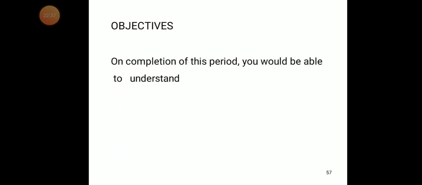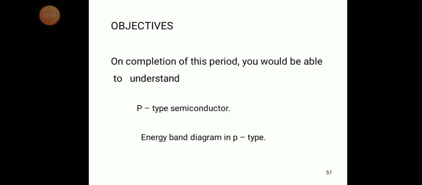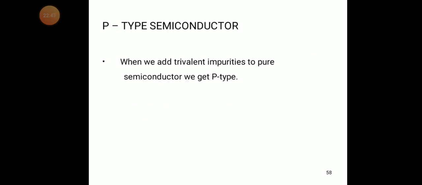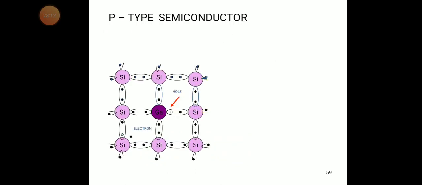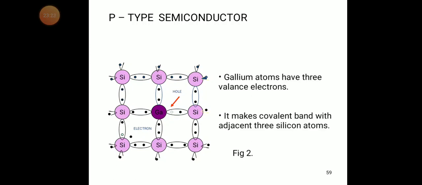Now we try to discuss the P-type semiconductor. I already explained that when we add trivalent impurities to a pure semiconductor, we get the P-type semiconductor. You can see the P-type material is gallium atom. Gallium atom has 3 valency electrons, so it makes covalent bonds with adjacent silicon atoms.